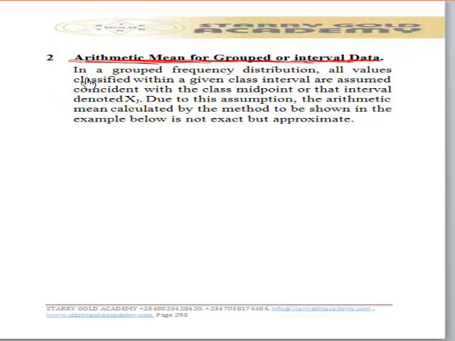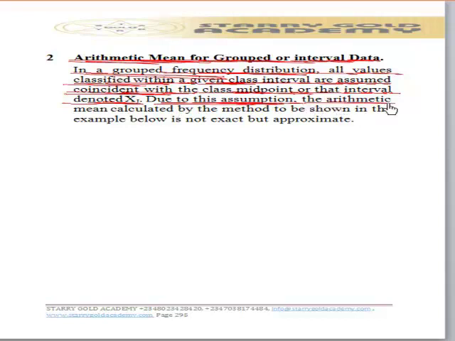So in a grouped frequency distribution, it is very important to note that all values are classified within a given class interval, and they are all assumed to be coincident with the class midpoint, or the interval that is denoted by x. Due to this assumption, the arithmetic mean can be calculated by the method to be shown in the example below, and it is not exact but approximate.